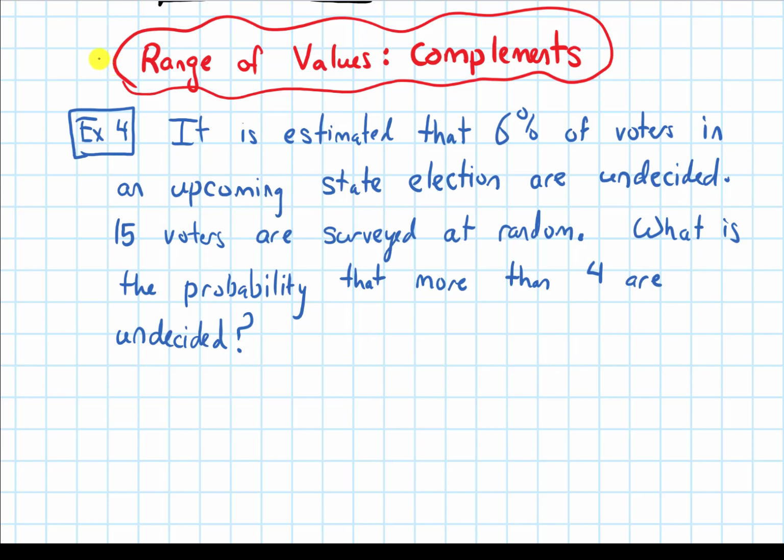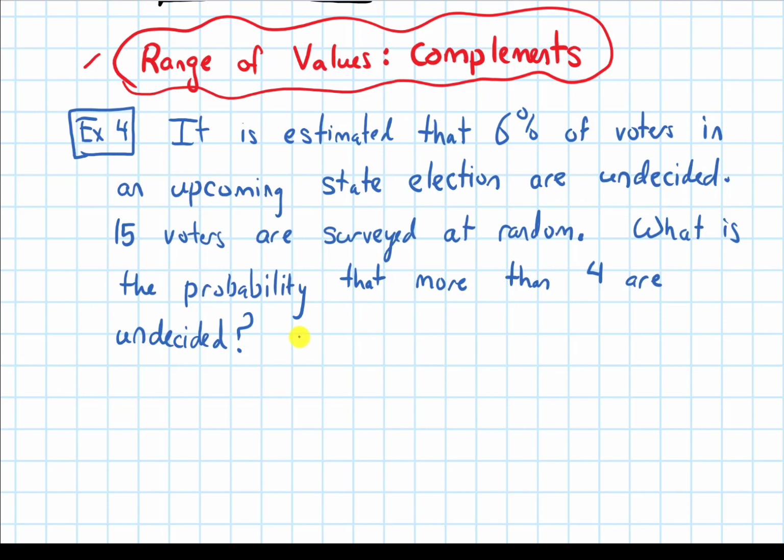In this video, we are continuing talking about Bernoulli trials, and we'll do an example in which we have a range of values, and we'll end up tackling this using complements. So the example says, it is estimated that 6% of voters in an upcoming state election are undecided. 15 voters are surveyed at random. What is the probability that more than 4 are undecided?